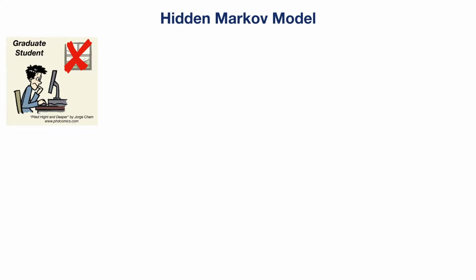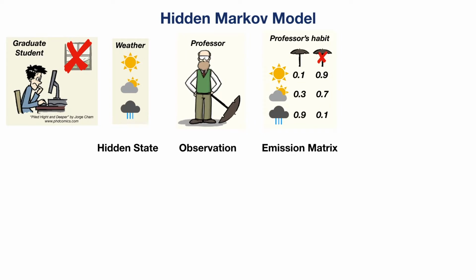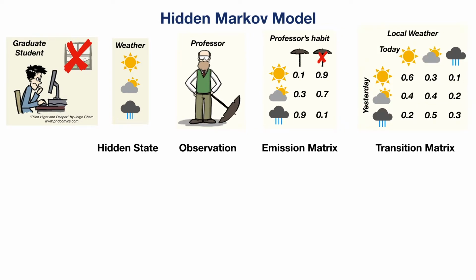Imagine you are a graduate student and you want to know the weather outside, but your office does not have a window, so you cannot make a direct observation. Instead, what you observe is that the professor next door is carrying an umbrella today. Luckily, you know the professor's habits of carrying an umbrella under different weather conditions. Now, if you have the knowledge about the local weather patterns in terms of how the weather today depends on the weather yesterday, then you should be able to get a statistical estimation of the weather even without direct observation.